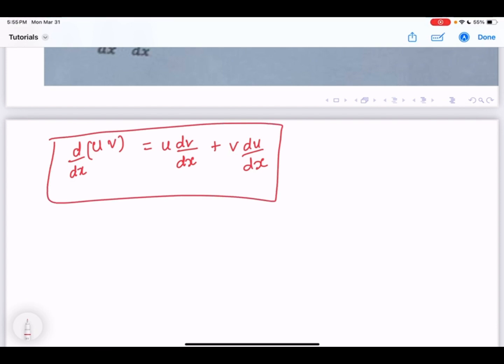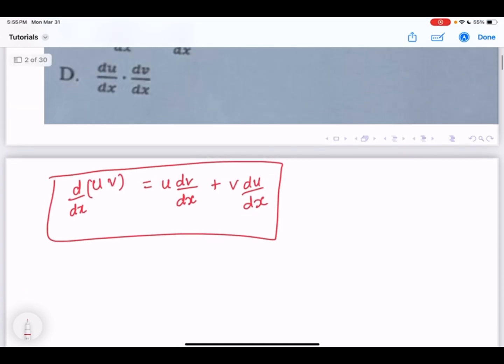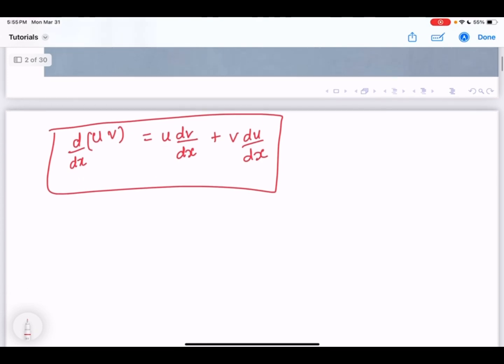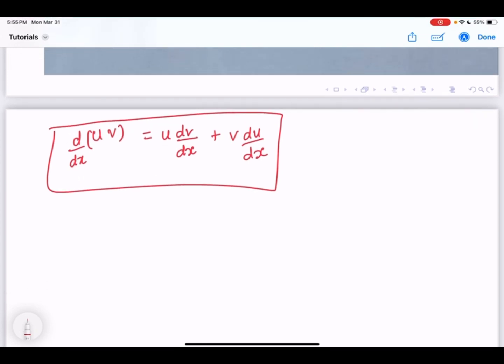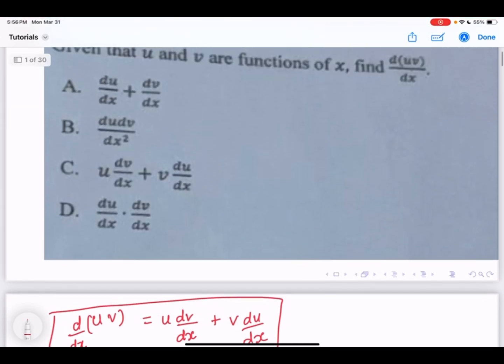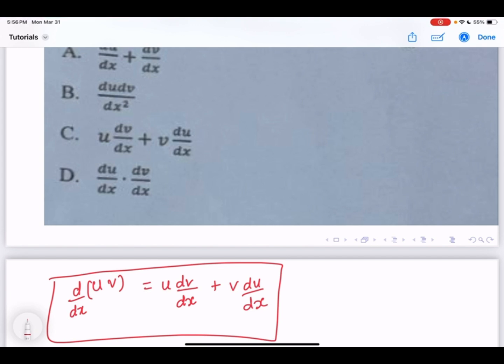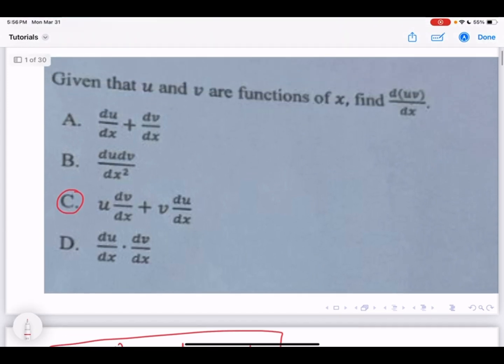So that's the rate of change of the product of these two functions, u and v, is given as u multiplying dv/dx plus v multiplying du/dx. So now let's compare if our answer will match one of the options given. So as we can see, our answer will match option C. So in this case, our answer is C.